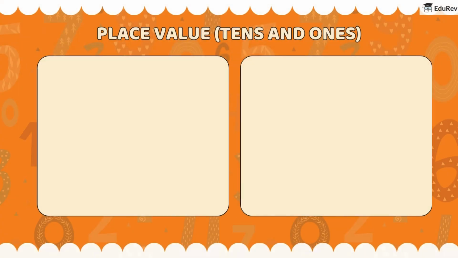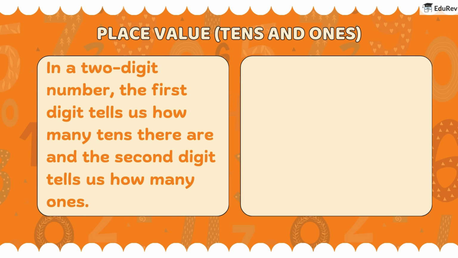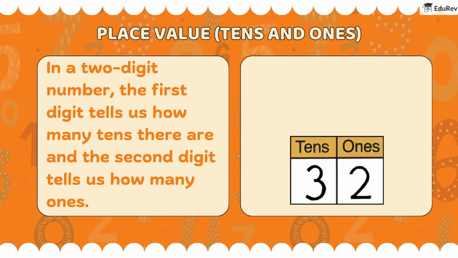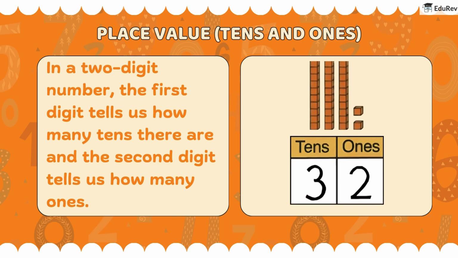Place value, tens and ones. Let's start by understanding place value. In a two-digit number, the first digit tells us how many tens there are, and the second digit tells us how many ones. For example, in the number 32, the 3 is in the tens place, meaning there are 3 tens, and the 2 is in the ones place, meaning there are 2 ones. So, 32 can be seen as 30 plus 2.